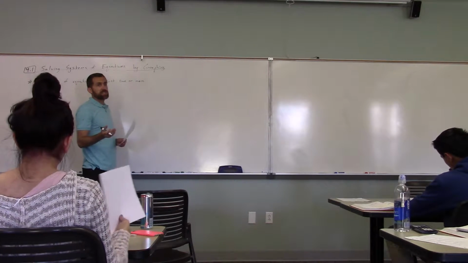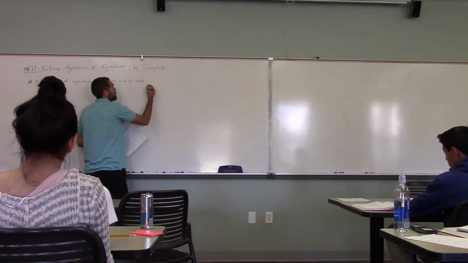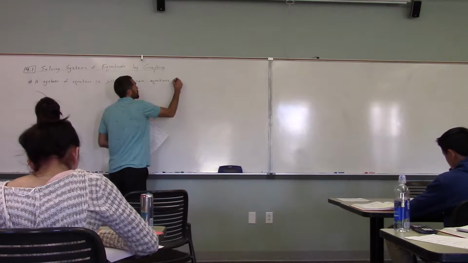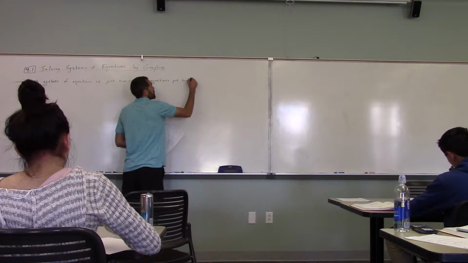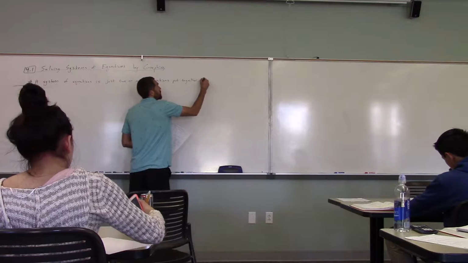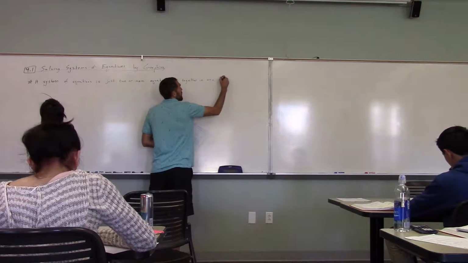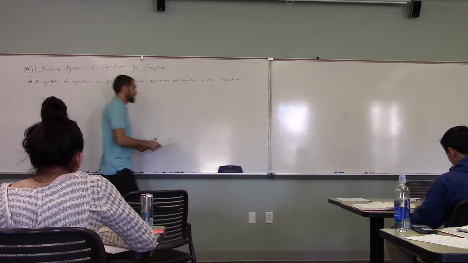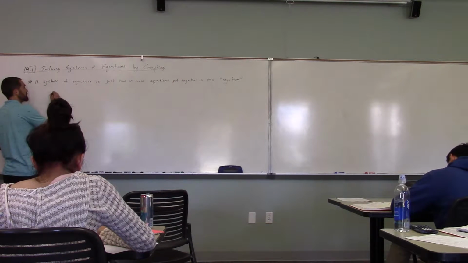When you go to Math 263, you'll be dealing with three equations. But two or more equations put together in one system. Now, the key part of this is what does a solution to this look like? So first, let's take an example.